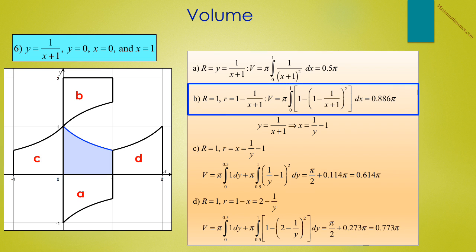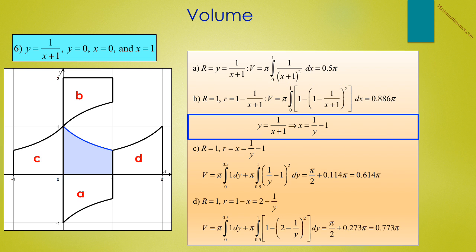In B, we are rotating about the line y is equal to 1. This becomes a washer situation with capital R equal to 1 and small r equaling 1 minus y, which is 1 minus 1 over x plus 1. So V equals pi integral from 0 to 1 of the expression 1 minus (1 minus 1 over x plus 1) squared dx, and that is equal to 0.886 pi.